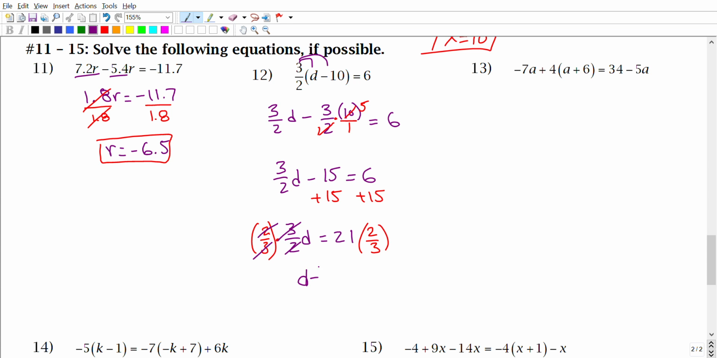So I really just have D equals, same thing here, that 21 I could put it over 1. What does 21 and 3 have in common? Well, they have a 3, so 21 divided by 3 is 7, 3 divided by 3 is 1. So I just get 7 times 2, which is 14. Okay? So I get D equals 14. All right. Cool. Keep going. Next one.